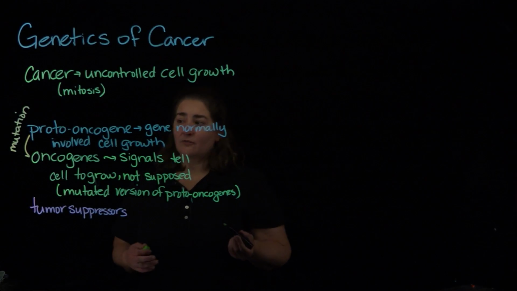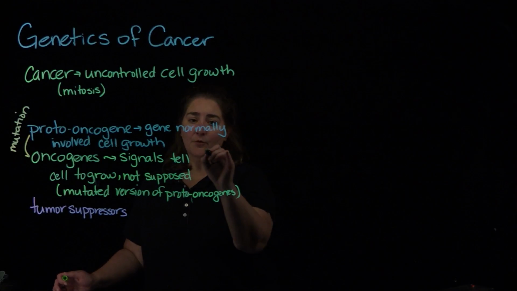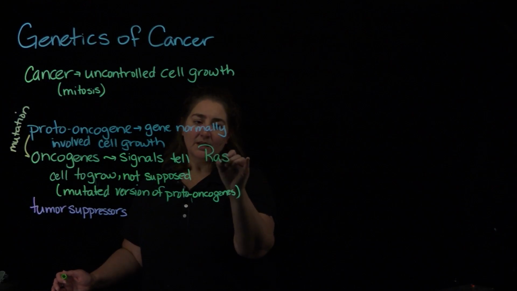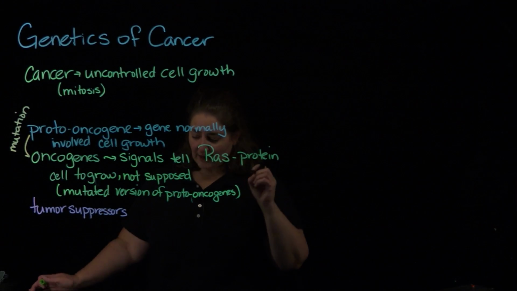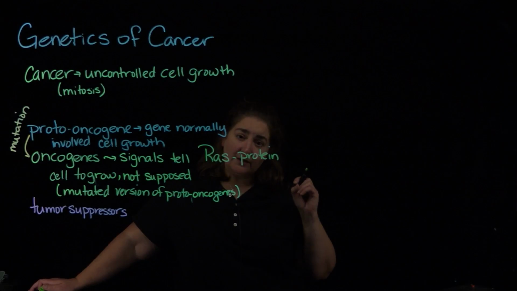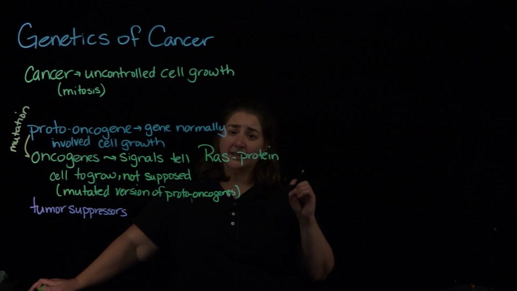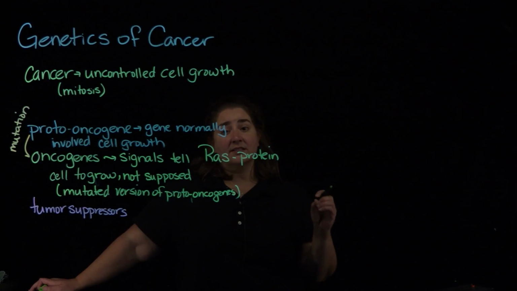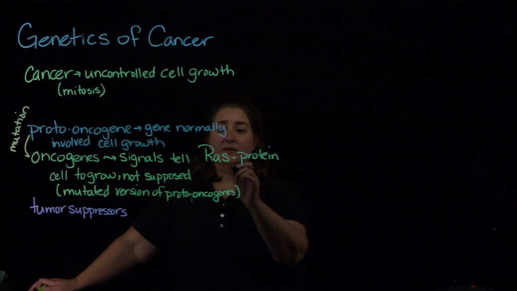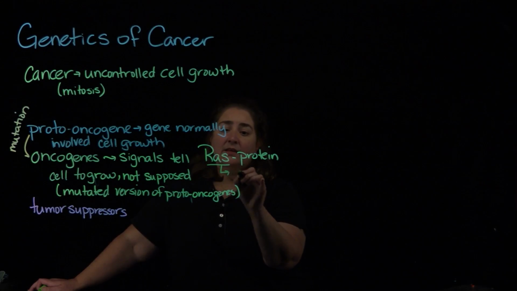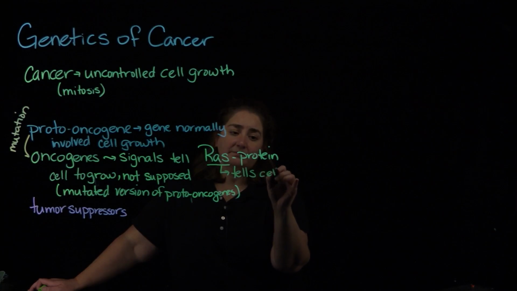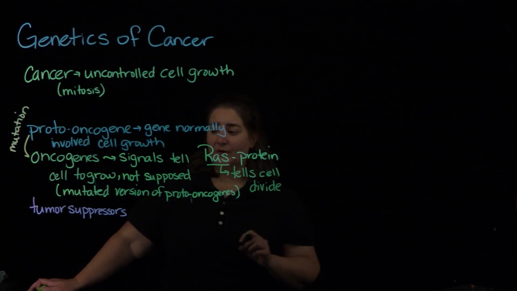An example of a proto-oncogene that I've got in the PowerPoints is the protein RAS, okay? That RAS protein is going to be one that is critically important in regulating the signals that tell a cell that it's supposed to undergo cell division. When the RAS protein is mutated, okay, that's going to be one of these signals to tell the cell to undergo cell division, to undergo mitosis.